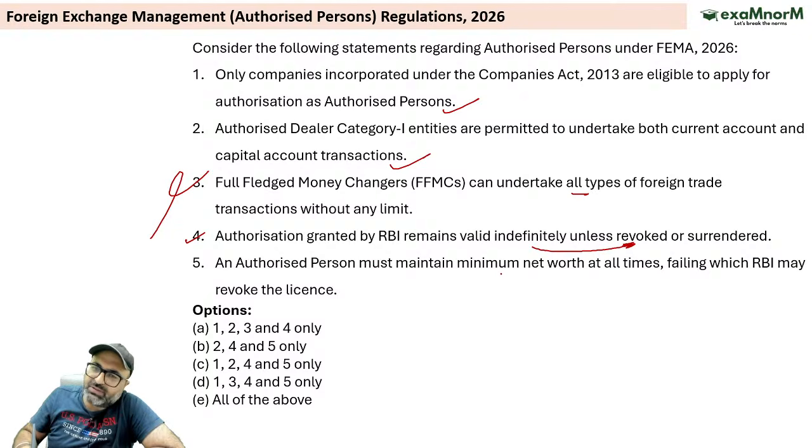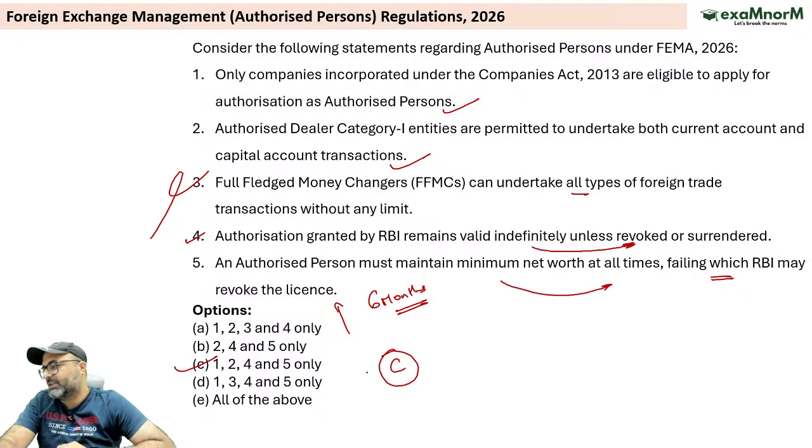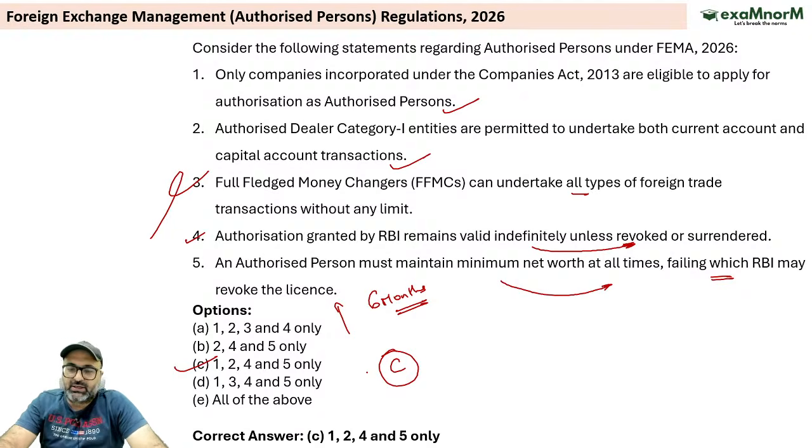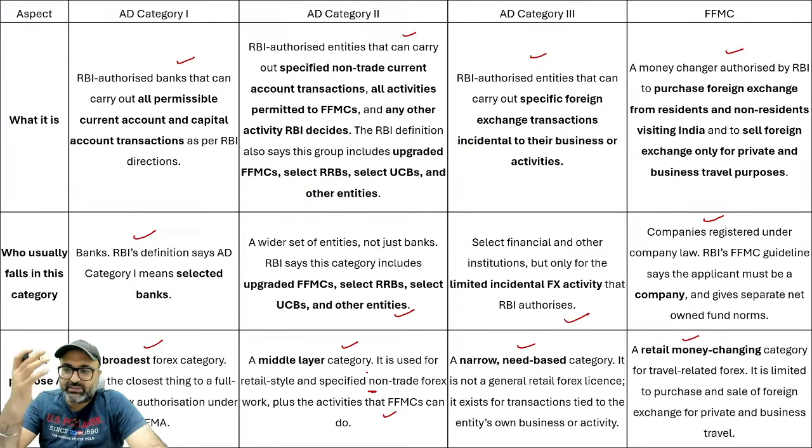An authorized person must maintain minimum net worth at all times, failing which your license can be revoked, but you will be given 6 months time to restore it. That is correct. So the answer to this particular question will be option C: 1, 2, 4, 5 are the correct answers. Is it clear? I hope it is clear. तो एक बार ये भी आप देख लीजिएगा. This will be available in your PDF. If it is clear, give me yes sir.